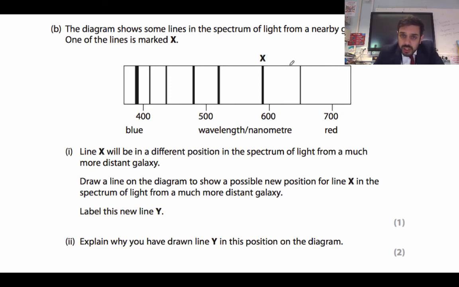My new line would be just anywhere here, anywhere to this side. So what redshift actually means is those spectral lines move towards the red end. Explain why you've drawn line Y in this position. Why are we drawing it in that position? It is because the galaxies, the further they are, the faster they are moving, and therefore greater redshift.